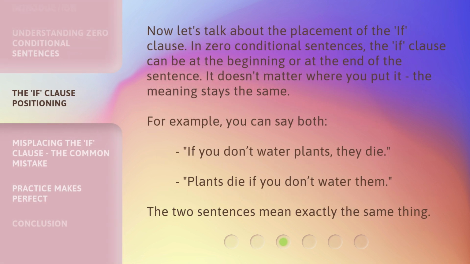Now let's talk about the placement of the if clause. In zero conditional sentences, the if clause can be at the beginning or at the end of the sentence. It doesn't matter where you put it, the meaning stays the same. For example, you can say both: if you don't water plants, they die. Plants die if you don't water them. The two sentences mean exactly the same thing.